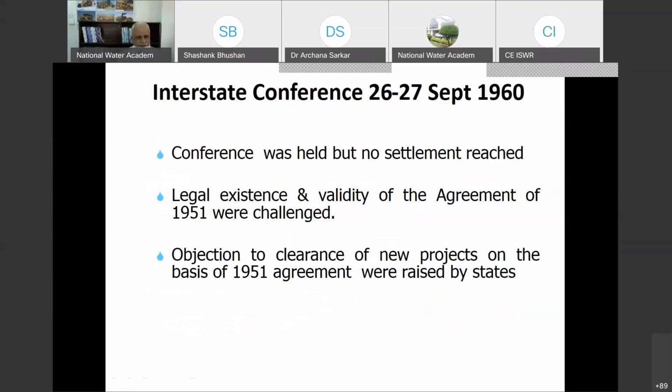Meanwhile, in 1960, after the reorganization of the states, another interstate conference was held on 26th and 27th September 1960 for finding out some settlement. In this conference, the existence and validity of the 1951 agreement was challenged by the party states.